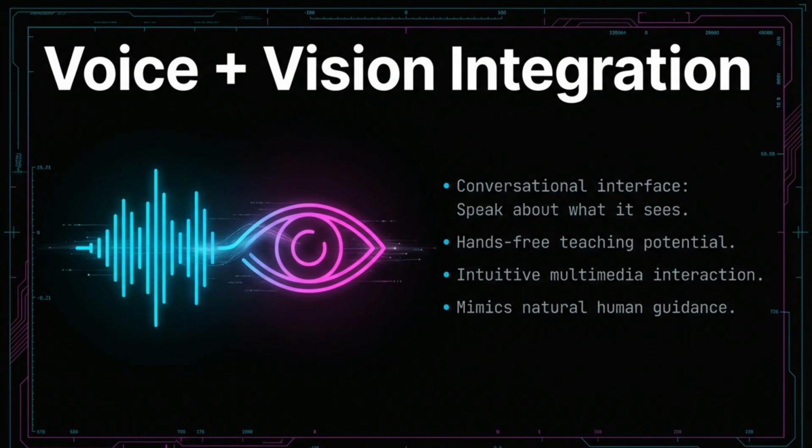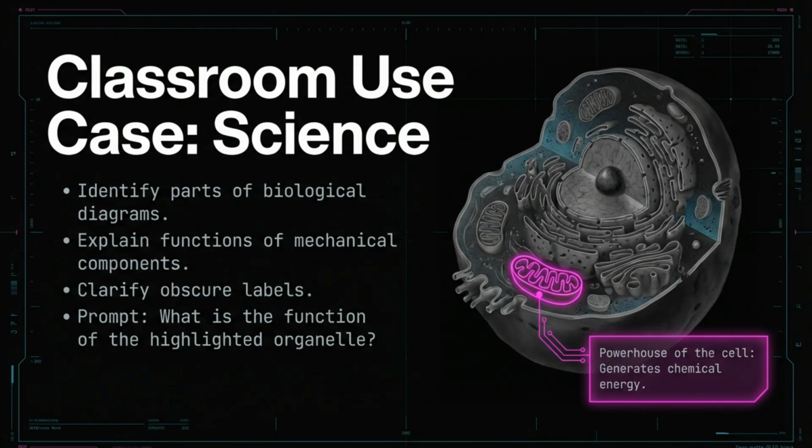Vision also integrates voice, offering a conversational interface where you can speak about what the AI sees. This enables hands-free teaching and mimics natural human guidance. In the science classroom, Vision can identify parts of biological diagrams, explain mechanical components, and clarify obscure labels. For example, it can answer questions about the function of a highlighted organelle.